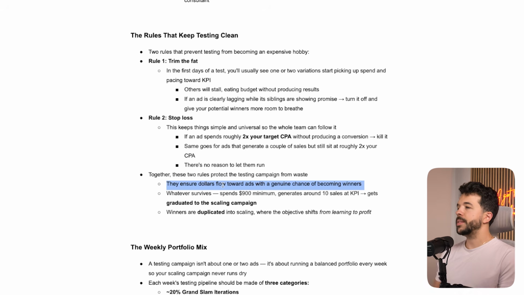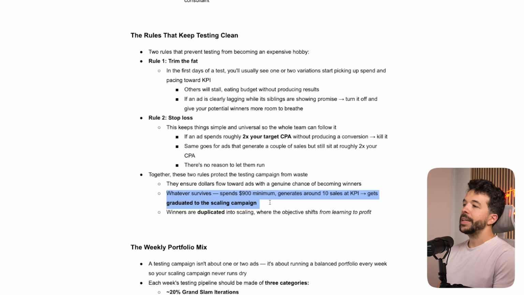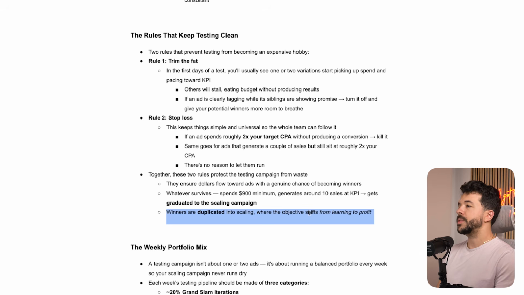Whatever survives, spends $900 and generates minimum 10 sales at KPI, gets graduated to a scaling campaign, and winners are duplicated into scaling, where the objective shifts from learning to profit.